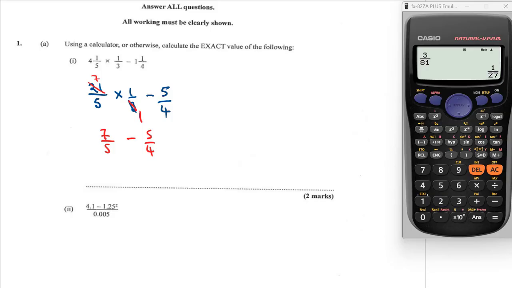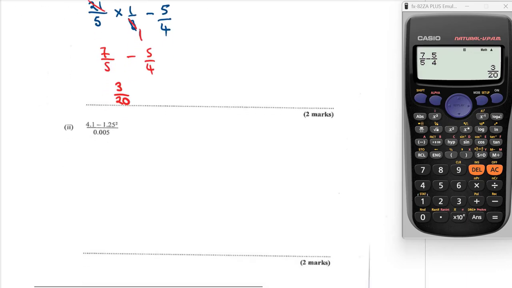So we can now go ahead and put this in our calculators. So 7/5 minus 5/4, and we are left with 3/20 for our answer. Alright, let's look at the next question.